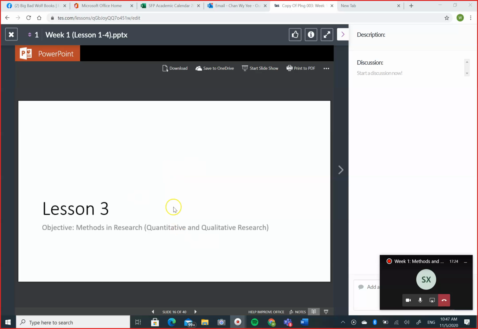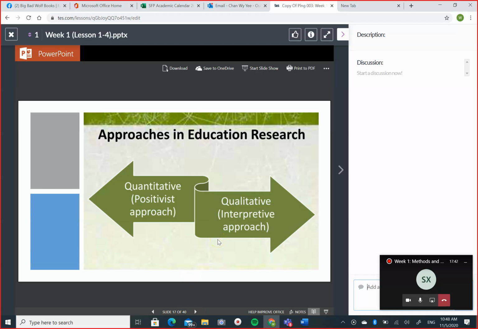Three methods in research. So today we will learn how to conduct research. There are, in particular, two research methods. The first one we call quantitative, and the second one we call qualitative research. In education research, the quantitative approach is also called the positivist approach, and the qualitative approach we call the interpretive approach. They are both different methods used for different types of research. I'll tell you more later.